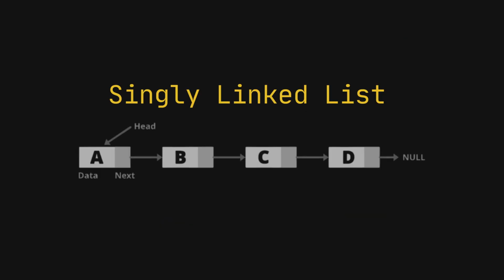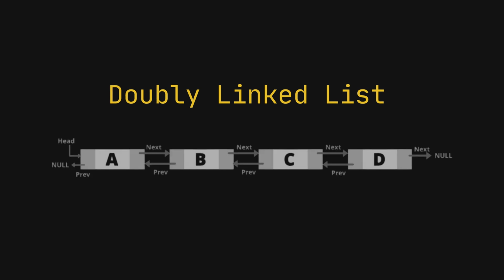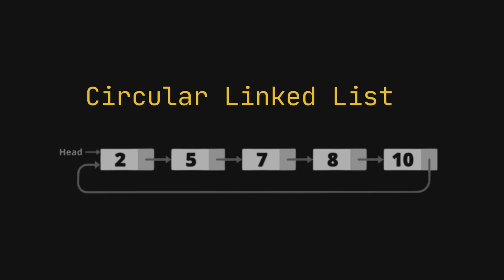There are three types of linked lists. Singly linked lists, where each node points to the next node and the last node points to null, marking the end of the list. Doubly linked lists, where each node has two links, one to the next node and another to the previous node. And circular linked lists, where the last node points back to the first node, forming a circle.